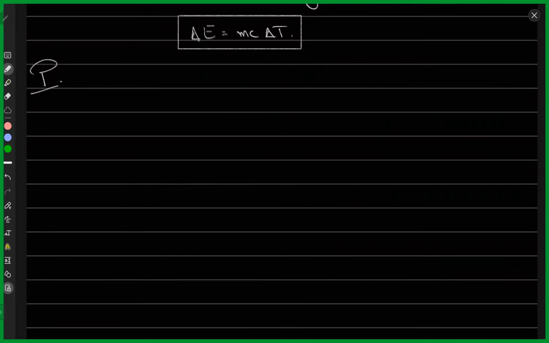Suppose that you have a block of some metal, and its mass is, suppose it's 0.5 kilograms, right? This is a block of metal, its mass is 0.5 kilograms.